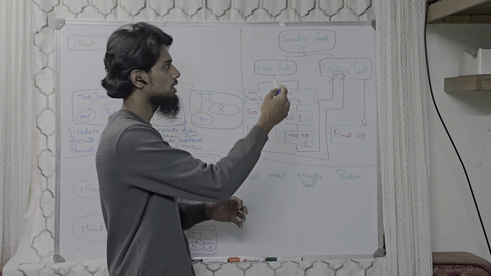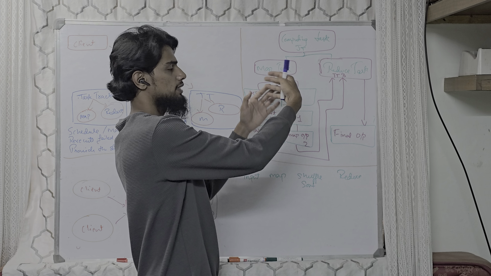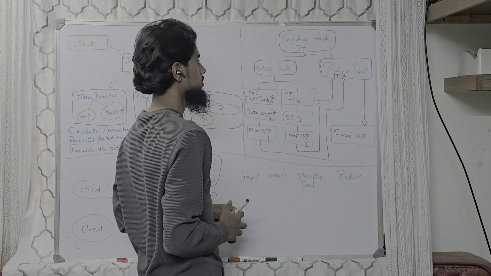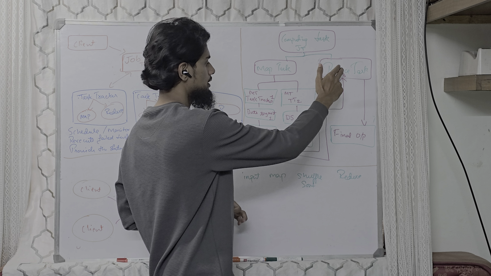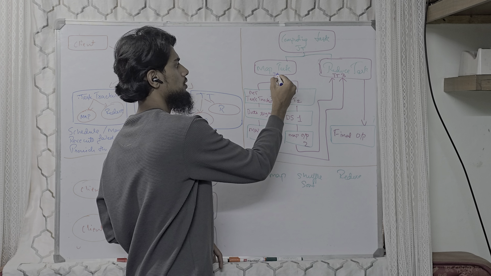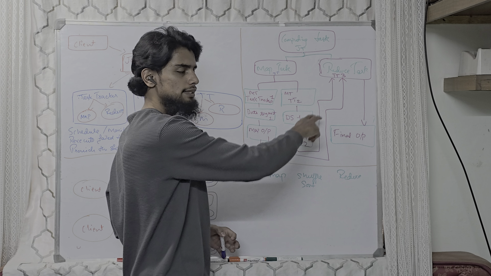So basically here, this is the computing task. This is the job tracker. What it does is send the input, or the job, to the task tracker. Okay, so here are the map task and reduce task. They are nothing but task trackers themselves. I forgot to mention the task tracker. So this is task tracker 1, 2, and that is task tracker 3.